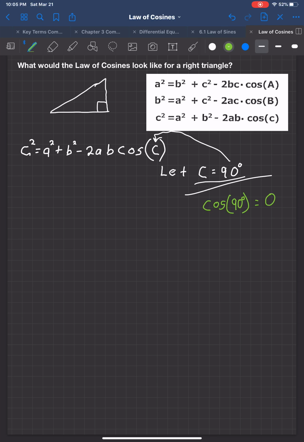So that would mean that you have negative 2 times A times B times 0. Right? Are you with me that all of this would zero out? And what would you be left with? You'll be left with C squared is equal to A squared plus B squared. Ta-da! Right? You'd be left with the Pythagorean theorem, which makes perfect sense. The Pythagorean theorem works for right triangles. If the angle that you're given is 90 degrees, the law of cosine is basically just the Pythagorean theorem.